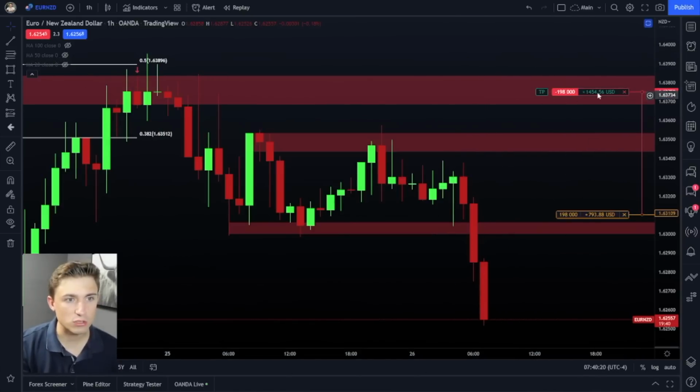So anyways, that's where we're at with the trade, floating 1454 on the trade. Great spot to be in. We'll pause and give this trade a little bit more time to play out before giving you guys another update.